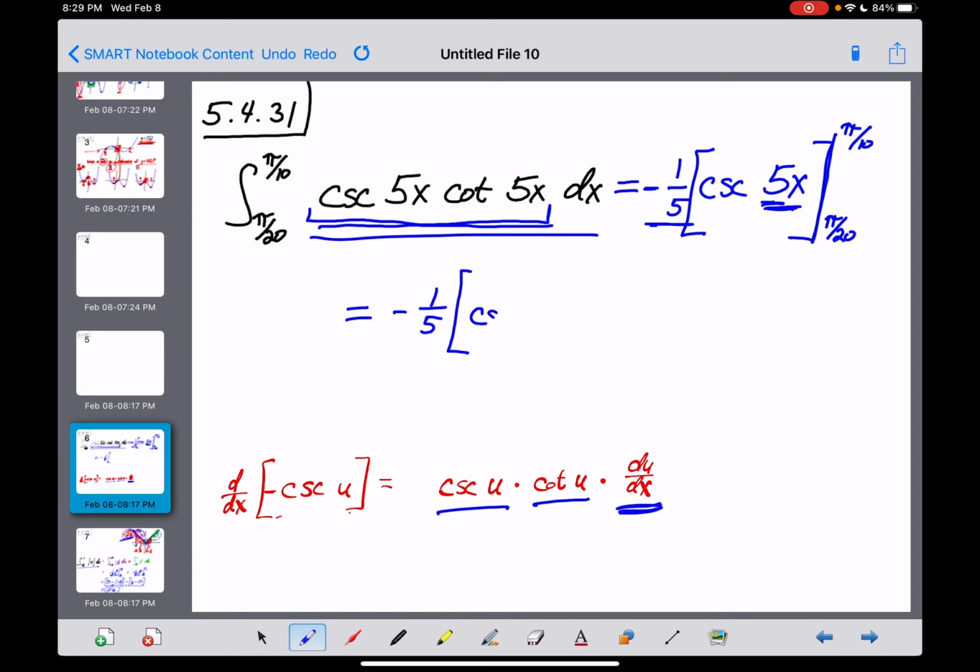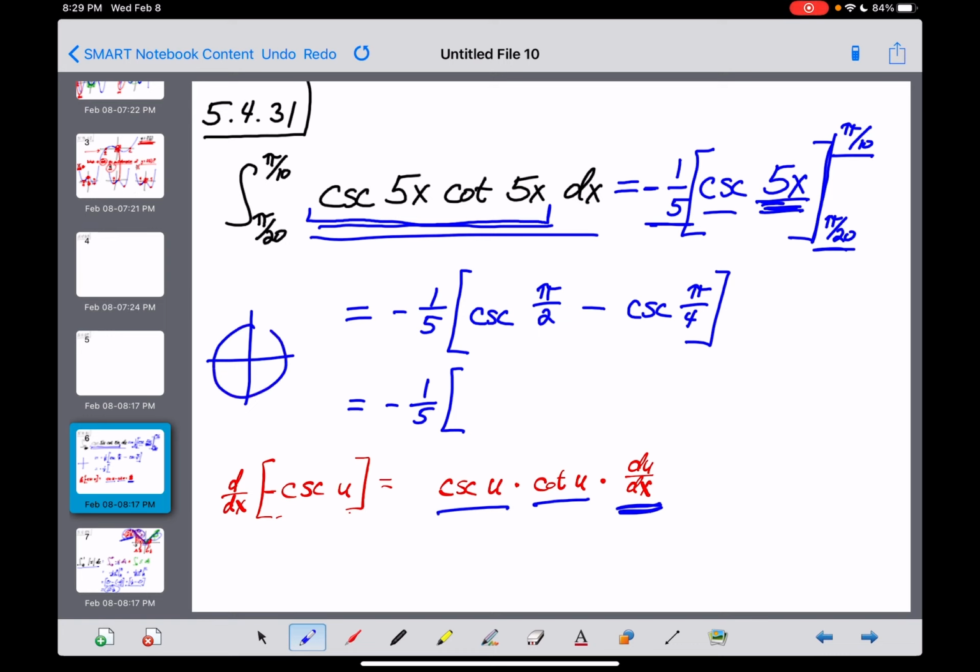This now becomes the cosecant of 5 times pi over 10, so that's 5 pi over 10, or pi over 2, minus cosecant now of 5 times pi over 20. 5 pi over 20 is going to be pi over 4. So that's what this evaluation looks like so far. Let's keep going: -1/5 times cosecant at pi over 2.